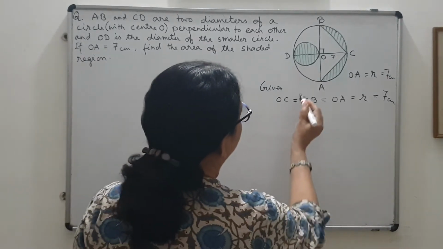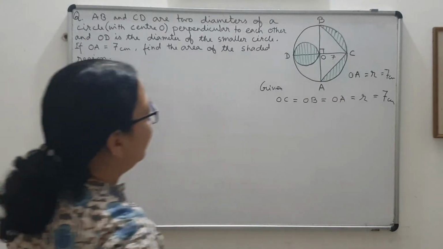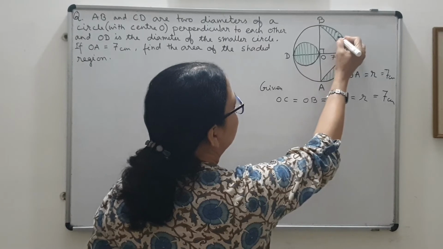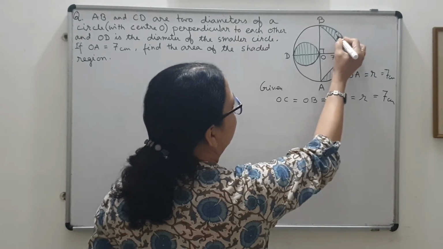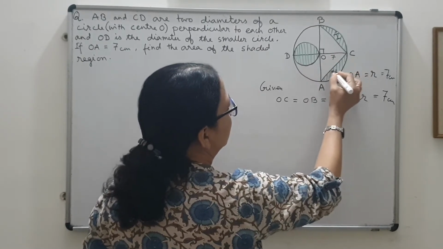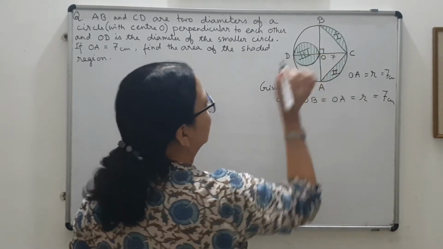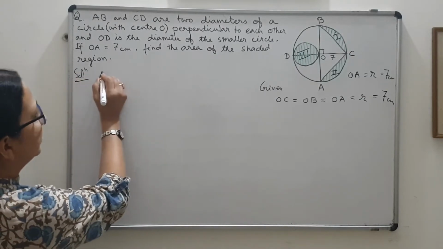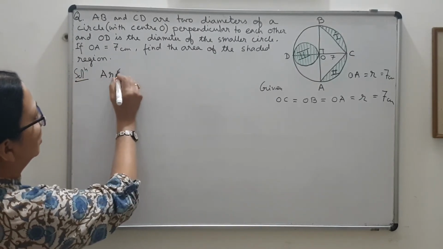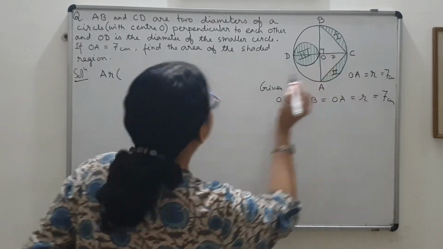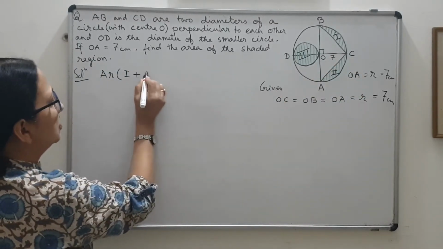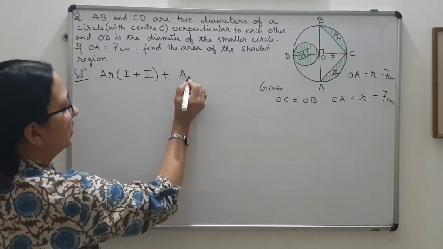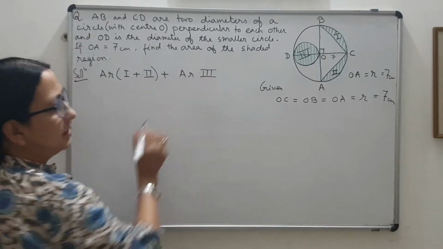And so how do we find the area of the shaded region? Let me mark the regions of the shaded area. Let this part be region 1, this region 2, and this region 3. So what do we have to find? We have to find the area of region 1 plus 2, plus the area of the third region. This is what we have to find.